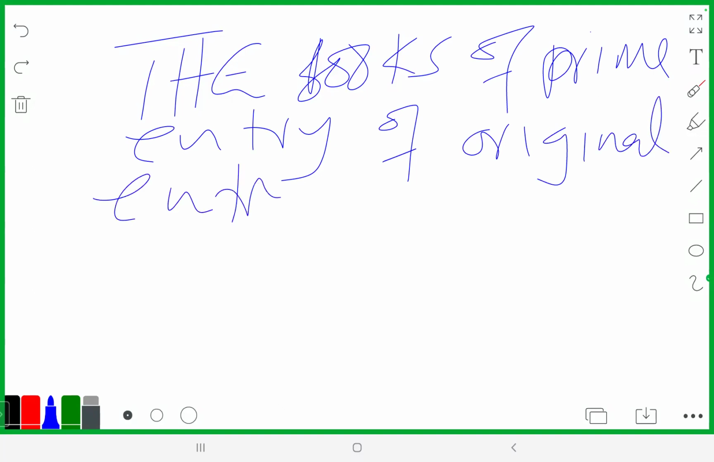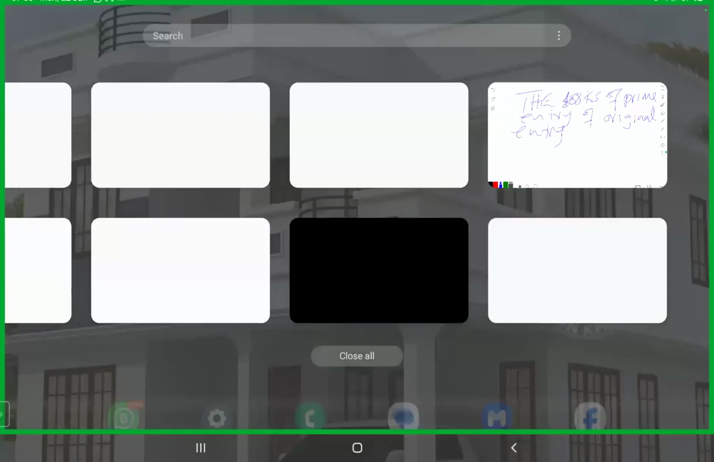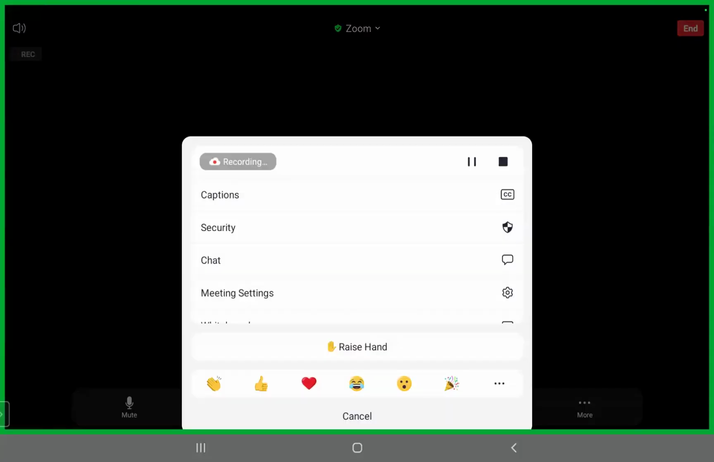So when you hear about the books of original entry, what comes to your mind? These are the books that we sometimes call the primary books, where we record the information about the transactions immediately they occur.